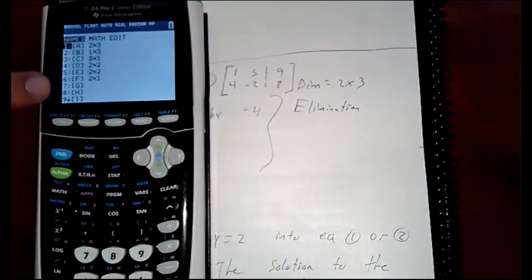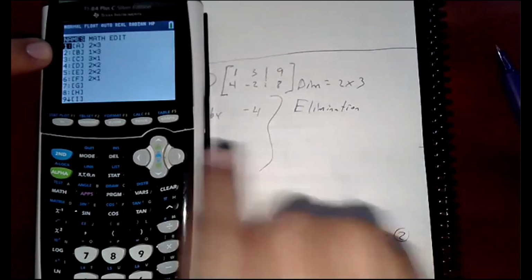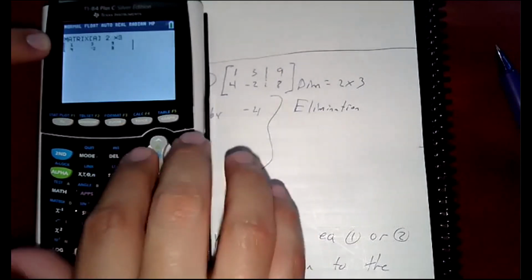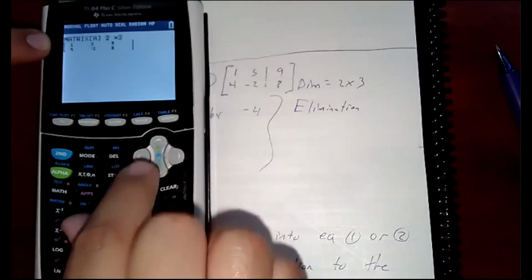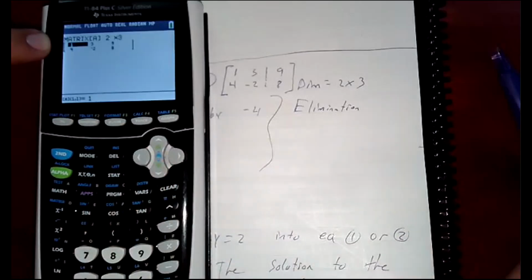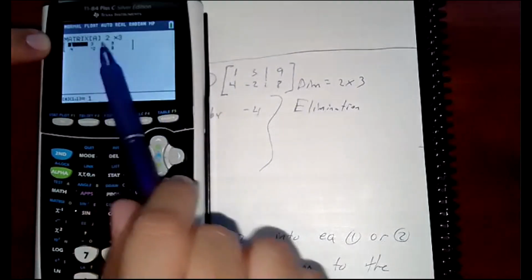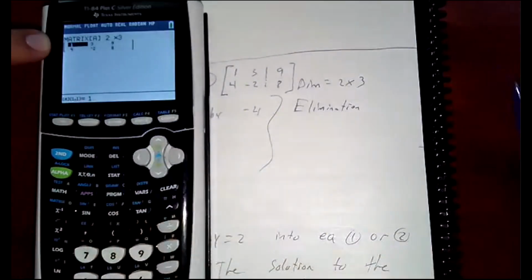So 1, 2, 3, whatever, those are all saved matrices. So I'm gonna go edit the first one, press enter, and then it asks me, okay, what's the dimension? So it's a 2 by 3. Then I go in there and just type it in the way I wrote it: X column, Y column, constants. So 1, 3, 9, 4, negative 2, 8.